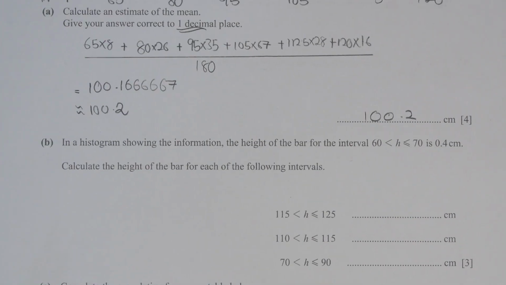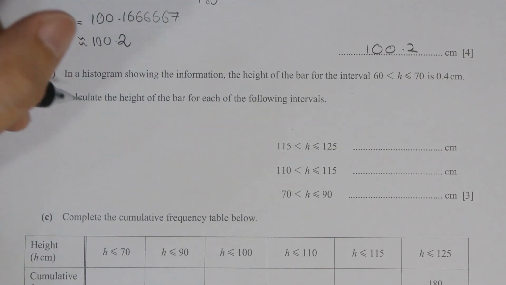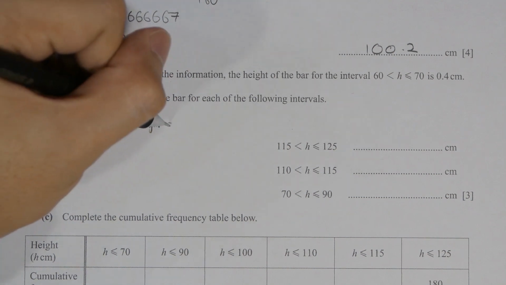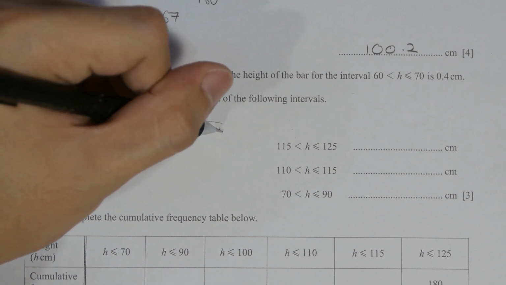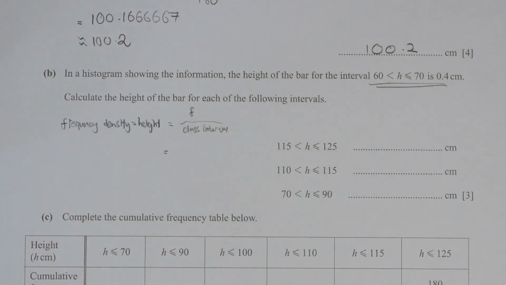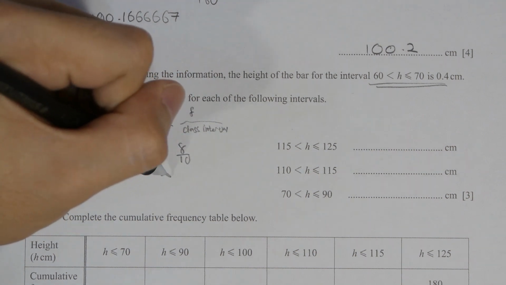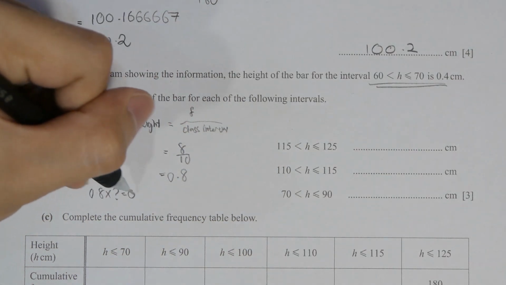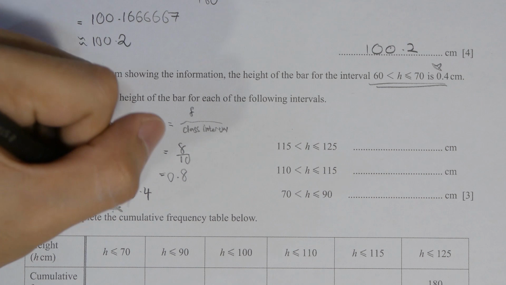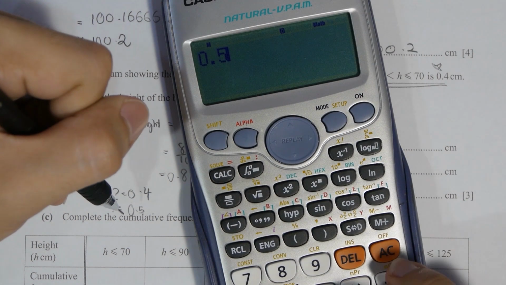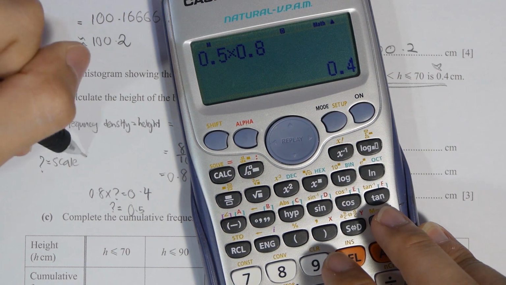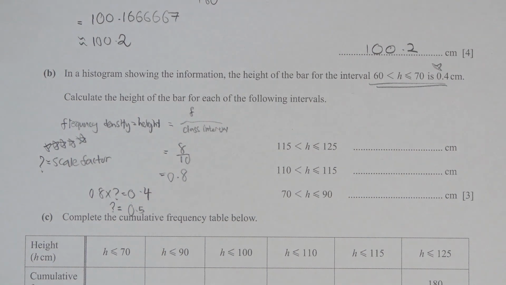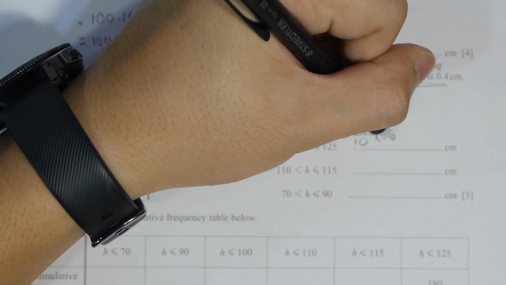But for part B, calculate the height of the bar for each of the following intervals. There's a scale factor involved here. How you identify the scale factor is to run the calculation on the information given. The group between 60 and 70 has a class interval of 10 and its frequency is 8. So 8 divided by 10, you will get 0.8. However, the height itself is 0.4, which means there's a scale factor involved, and the scale factor here is 0.5.